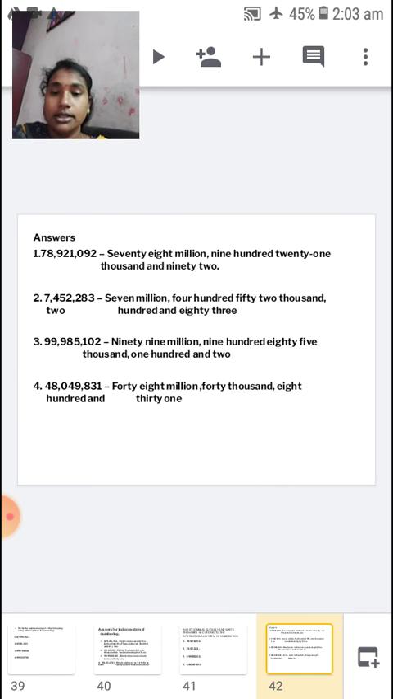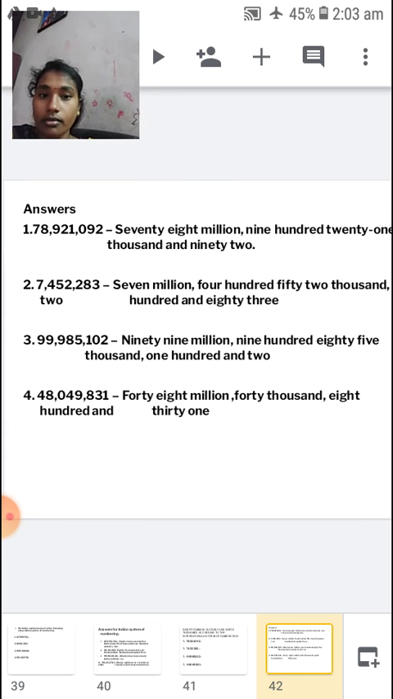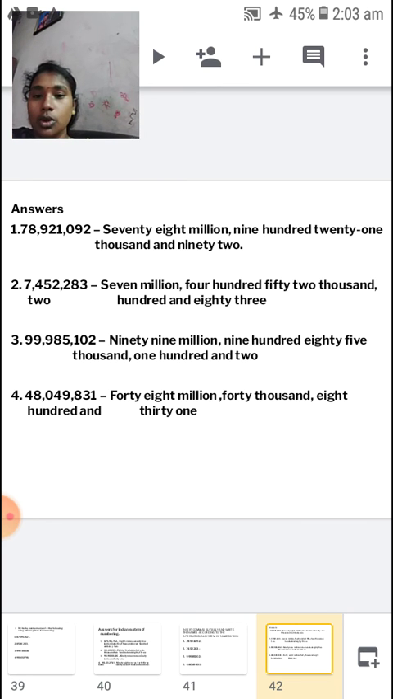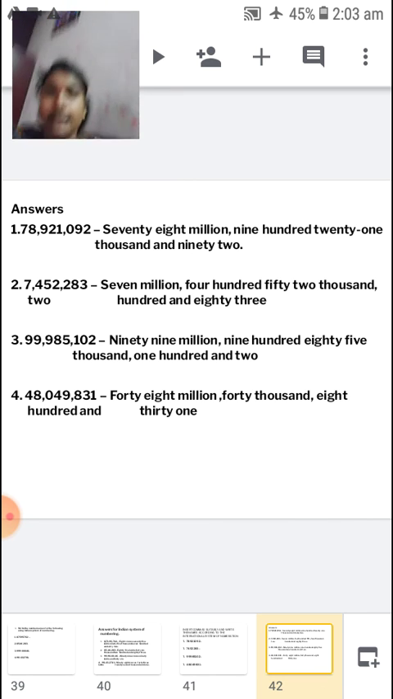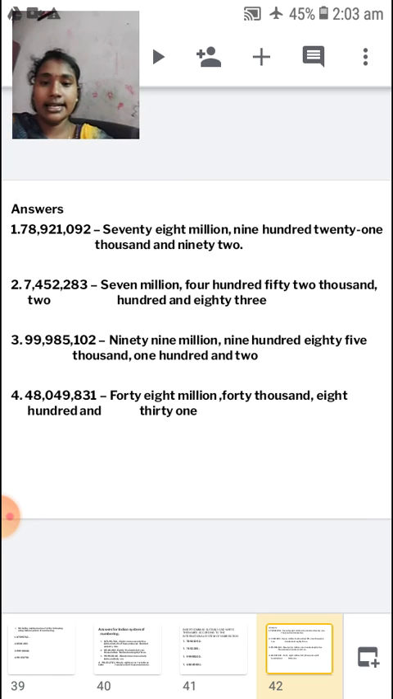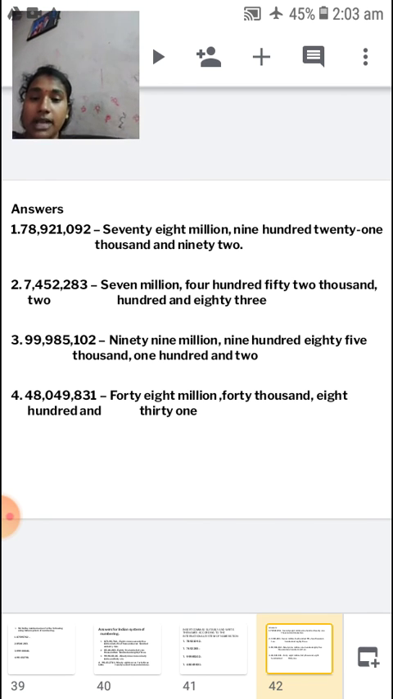For the first one, it is 78 million: 2 comes in ones place, 9 in tens place, 0 in hundreds place, 1 in thousands, 2 in 10,000, 9 in 100,000, 8 in million, and 7 in 10 million. So the answer is 78,921,092.